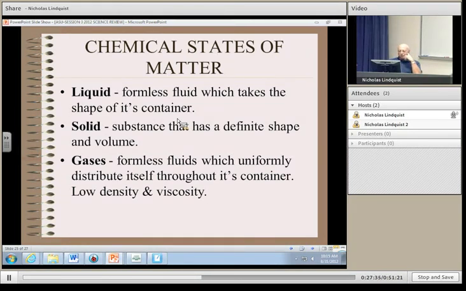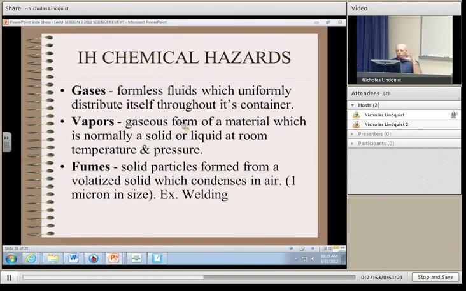Fumes are basically solid particles formed from a volatile solid which condenses in air. Now, fume is one of the most misused terms that we have when talking about chemical hazards. Even in the media, you could have a chlorine gas leak, and the media is going to say we've got toxic fumes. Well, it's not toxic fumes, it's toxic gases, because fumes are a solid. They're a solid particle.